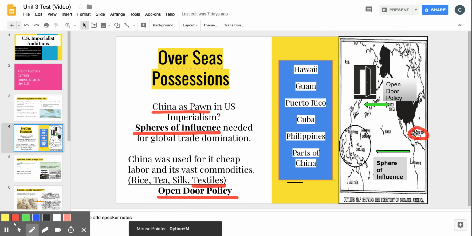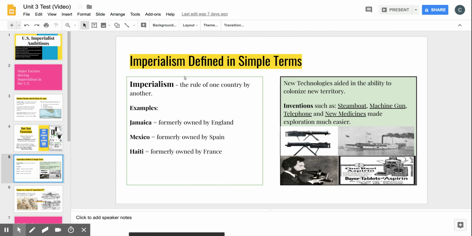All right, let's get to the next slide. Imperialism defined in simple terms. Imperialism, the rule of one country by another. Take a look at some of these examples. Jamaica, owned by England. Mexico, formerly owned by Spain. Haiti, formerly owned by France. What do they speak in Mexico? Spanish. What do they speak in Jamaica? English. What do they speak in Haiti? Well, Creole, but a derivative of French. And new technologies aided in the ability to colonize the new territory. Inventions such as the steamboat, the machine gun, the telephone, and new medicines made the exploration much more possible.